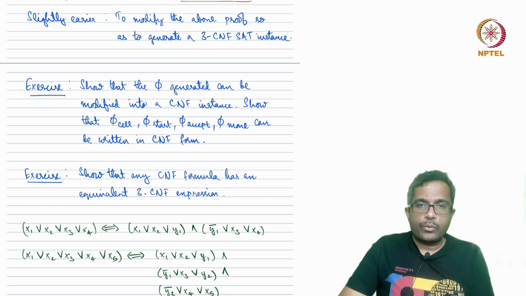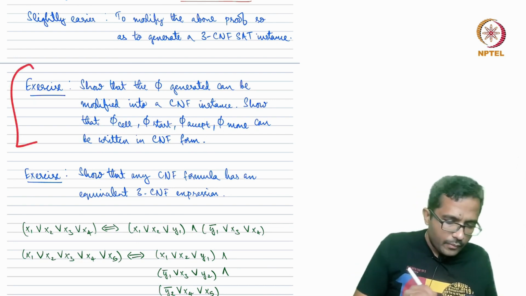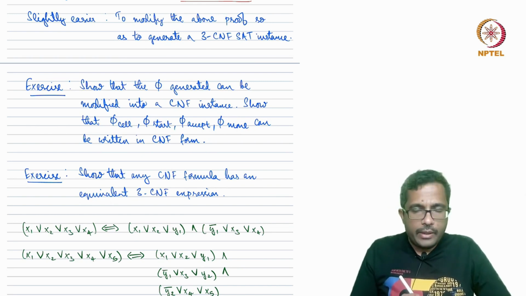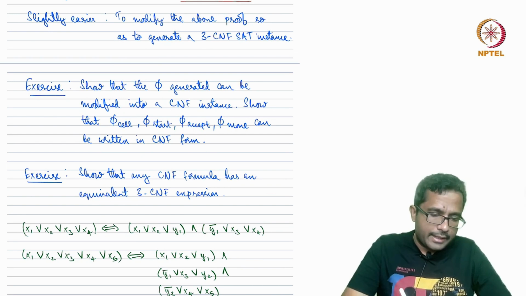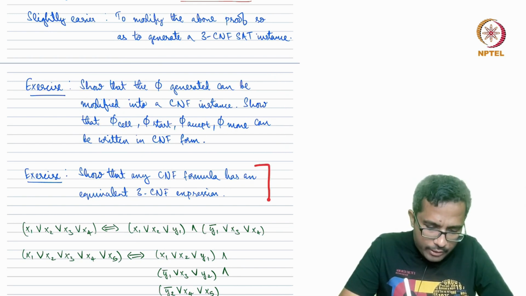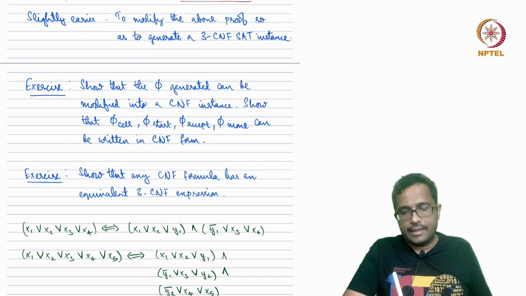And the second thing is that so that is the first exercise. The second thing is that once we get something in CNF form, we can convert them to 3 CNF form. So that is the way. So the formula generated, we first ensure that it's in CNF, then we ensure that it is in 3 CNF. So any CNF formula can be converted to 3 CNF.